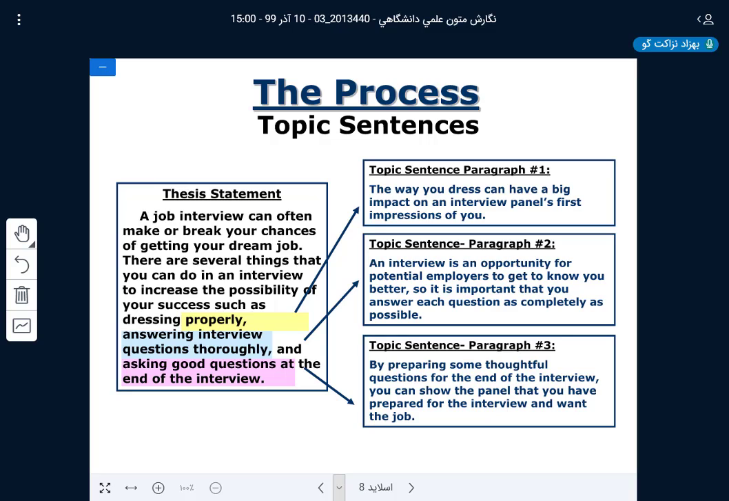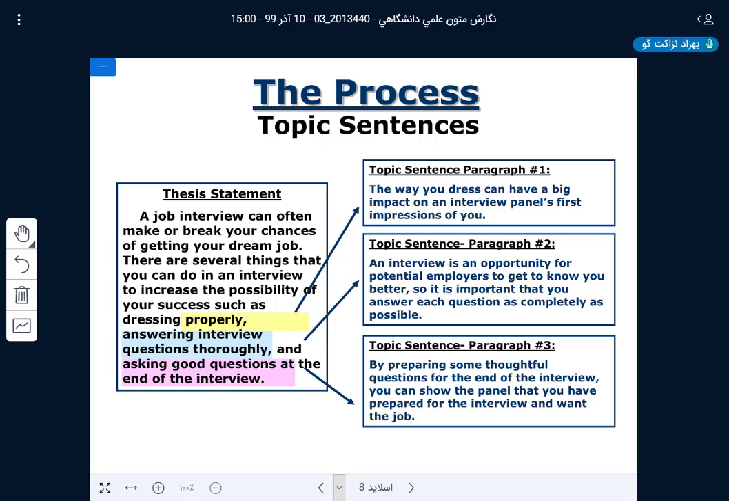Then we want to specify this. There are several things that you can do in an interview to increase the possibility of your success. So far, we have actually a part of the background information, because it wants to tell us there are some ways to be successful. So what are these? When you use such as, it means these are the examples. These are the points you make. If there are several factors, these are the factors or the subpoints we want to talk about.